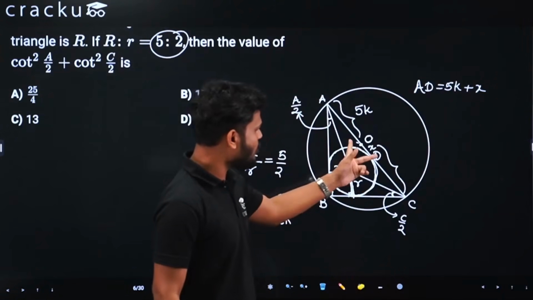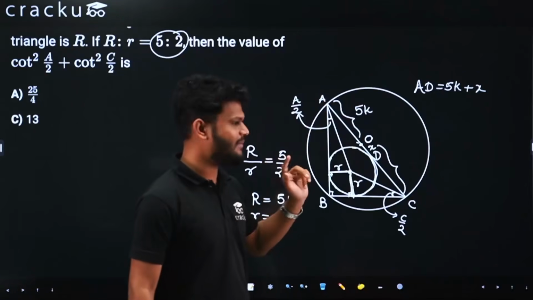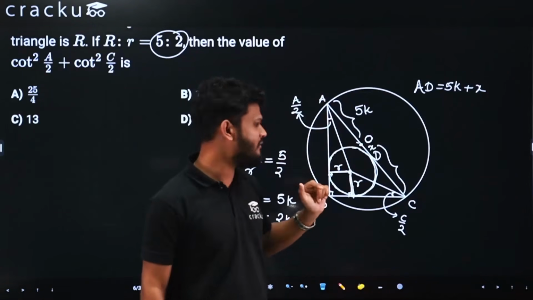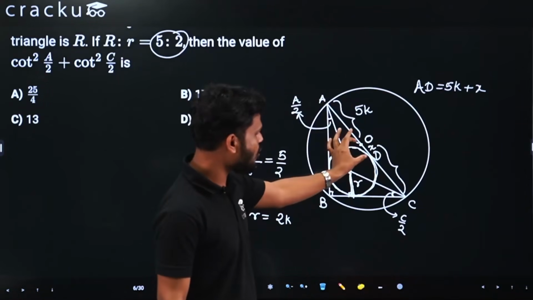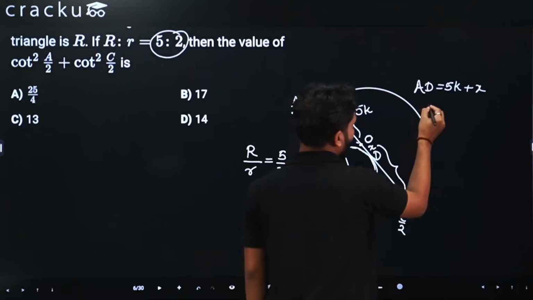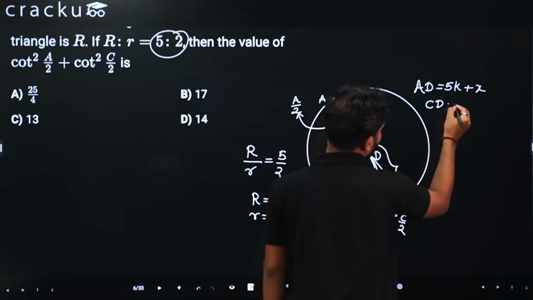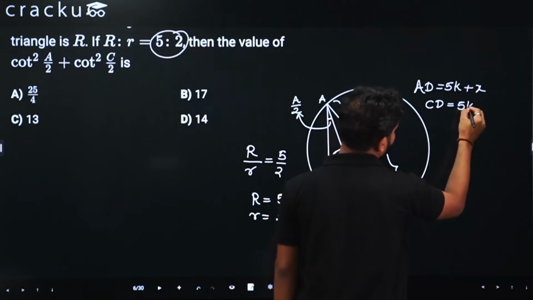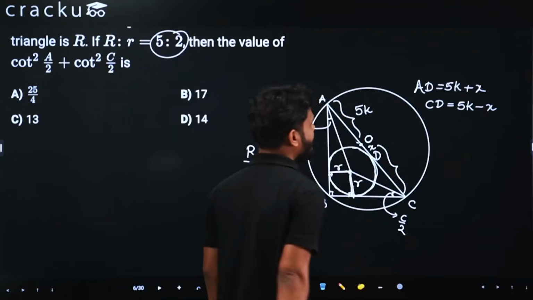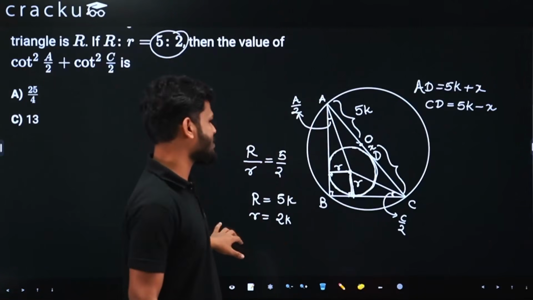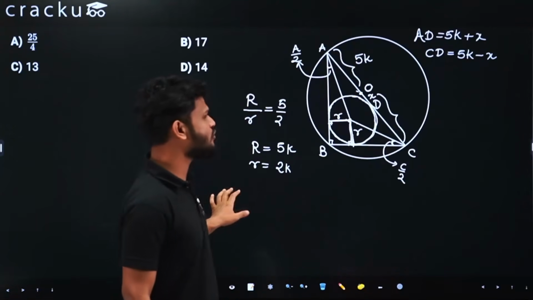As we know, OC and AO are of the same length. OC will be 5k. In OC, OD is x. So the remaining CD will be 5k minus x. Right? So this much we established till now. Now what can we do further?